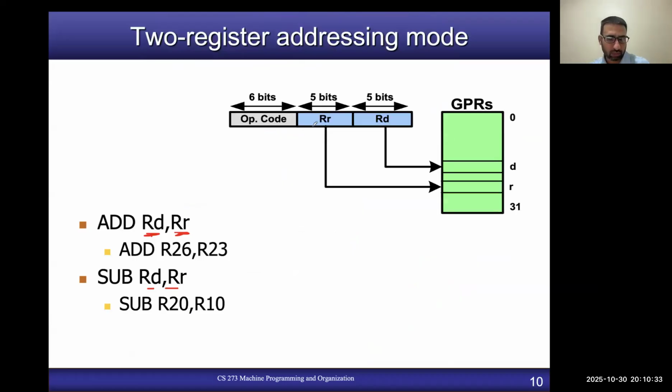The same is true here. Let's say you have a two register instruction using two register addressing mode. 5 bits will be used to specify the destination register, and 5 bits will be used in the instruction code to find the source register. So you are just indexing into the general purpose registers from 0 to 31.